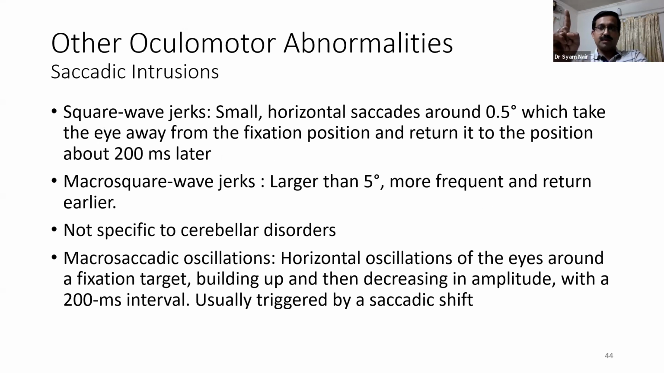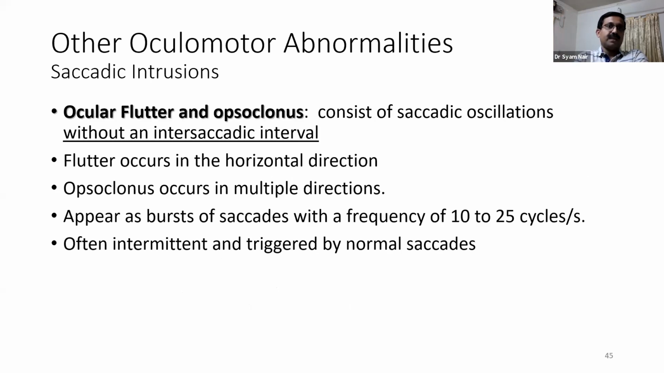So it is elicited by asking the patient to look at a finger, and you can see these jerks happening in between. And macro square wave jerks are larger, much more evident. They are generally larger than 5 degrees. And these are also not very specific to cerebellar disorders. And then there is ocular flutter and opsoclonus. These are also saccadic oscillations, but the difference is that there is no intersaccadic interval. For square wave jerks, when a saccade occurs, there will be an interval after that. While in ocular flutter and opsoclonus, these are saccades which occur continuously without an intersaccadic interval.